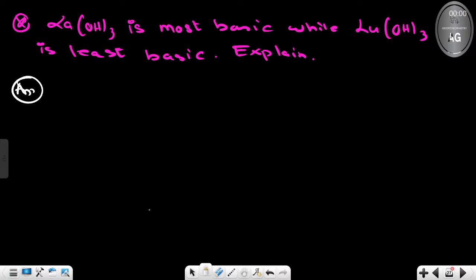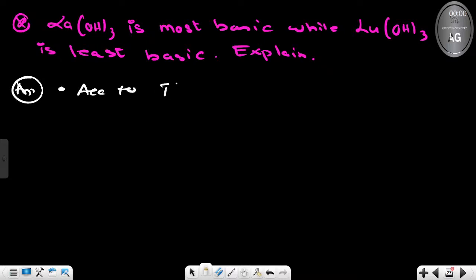For this, you have to go back to class 11. What you have learnt in class 11? Fajan rule. So Fajan rule says what? Fajan rule says if cation size is lesser and anion size is bigger, then covalent character increases. And covalent hydroxides are acidic. Simple reason.